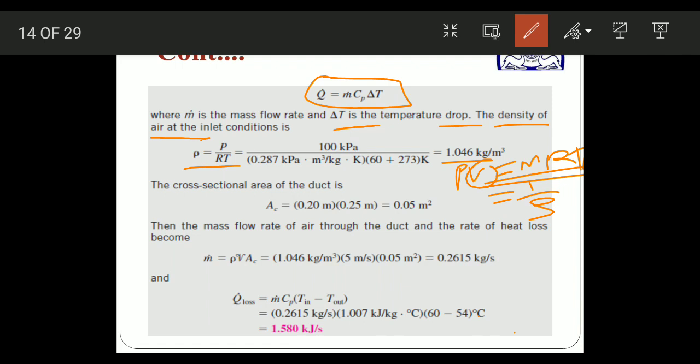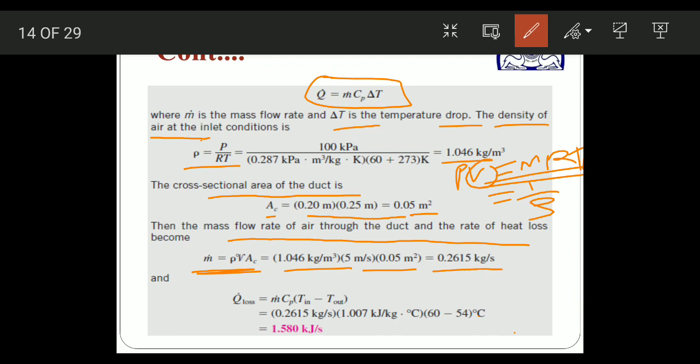Now the cross-sectional area of the duct is rectangular, so the area will be 0.05 meter square. Now the mass flow rate through the duct and the rate of heat loss can be calculated. First let us see the mass flow rate. So mass flow rate is equal to rho into V into Ac, as you know this. So density we have calculated, area also we know, and velocity is given in the question. So from that you will get the value of mass flow through the duct.